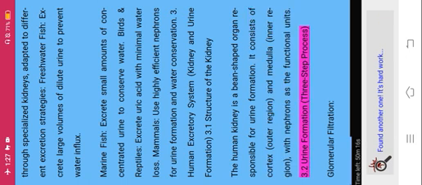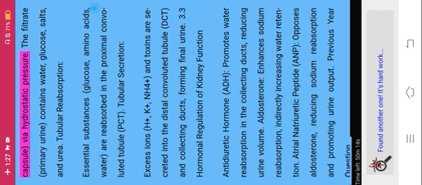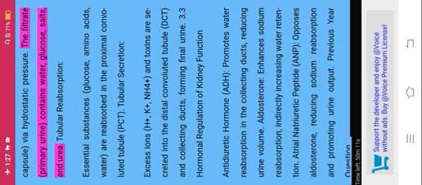3.2 Urine formation. 3-step process. Glomerular filtration. Blood is filtered in the glomerulus, Bowman's capsule, via hydrostatic pressure. The filtrate, primary urine, contains water, glucose, salts, and urea.